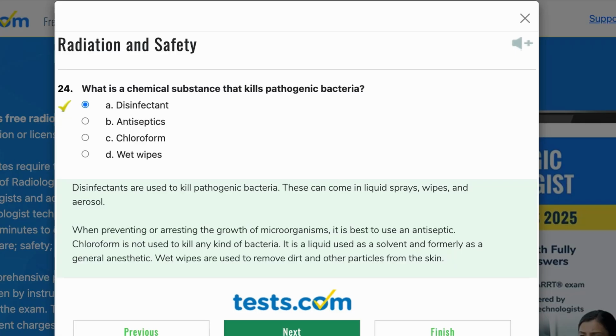These can come in liquid sprays, wipes, and aerosol. When preventing or arresting the growth of microorganisms, it is best to use an antiseptic. Chloroform is not used to kill any kind of bacteria. It is a liquid used as a solvent and formerly as a general anesthetic. Wet wipes are used to remove dirt and other particles from the skin.